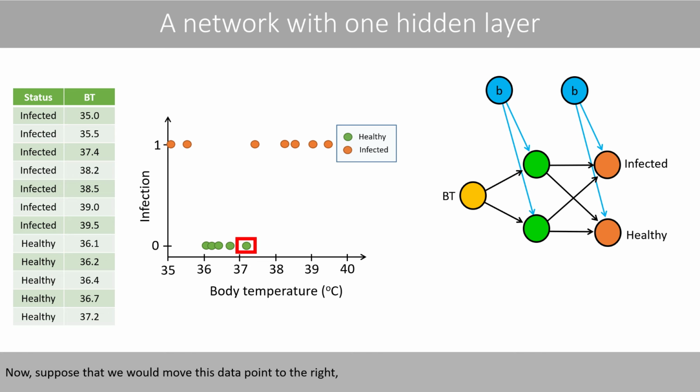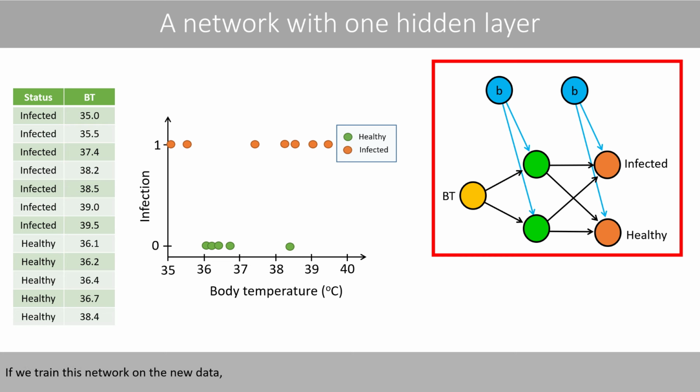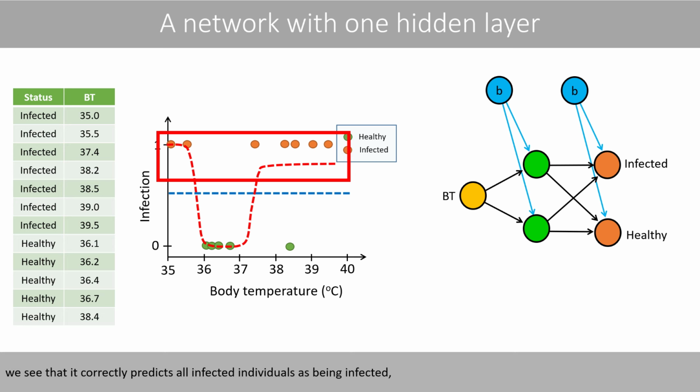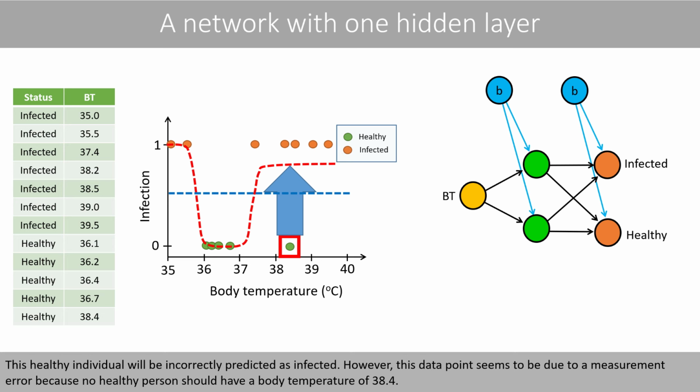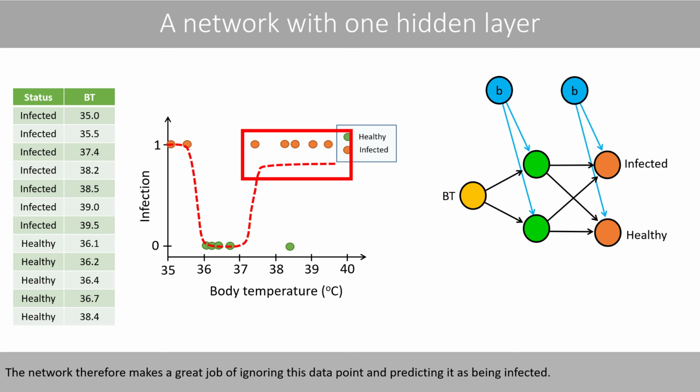Now, suppose that we would move this data point to the right, like this. If we train this network on the new data, we see that it correctly predicts all infected individuals as being infected, and almost all healthy individuals as being healthy. This healthy individual will be incorrectly predicted as infected. However, this data point seems to be due to measurement error, because no healthy person should have a body temperature of 38.4. The network therefore does a great job of ignoring this data point and predicting it as being infected.